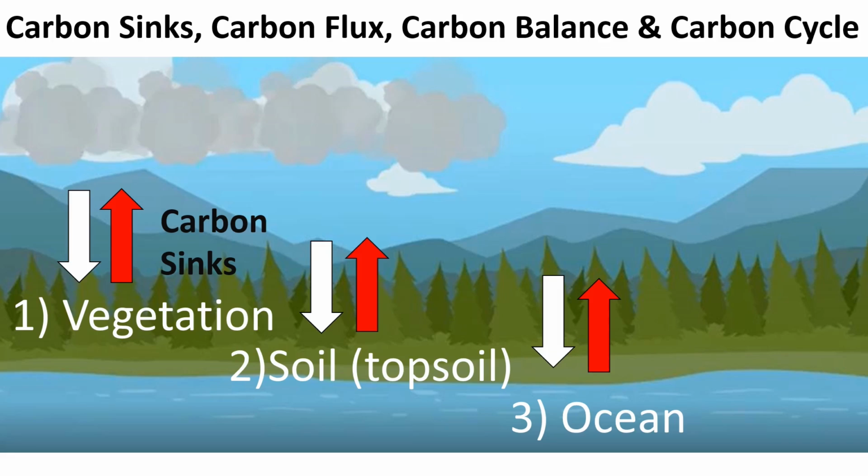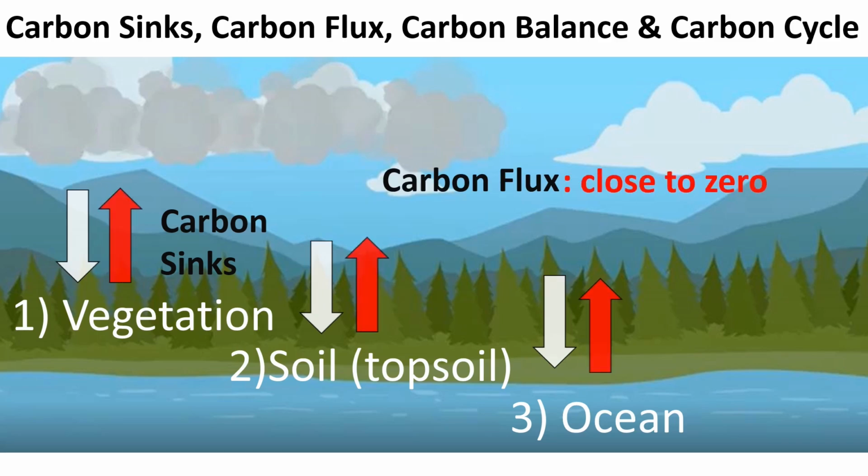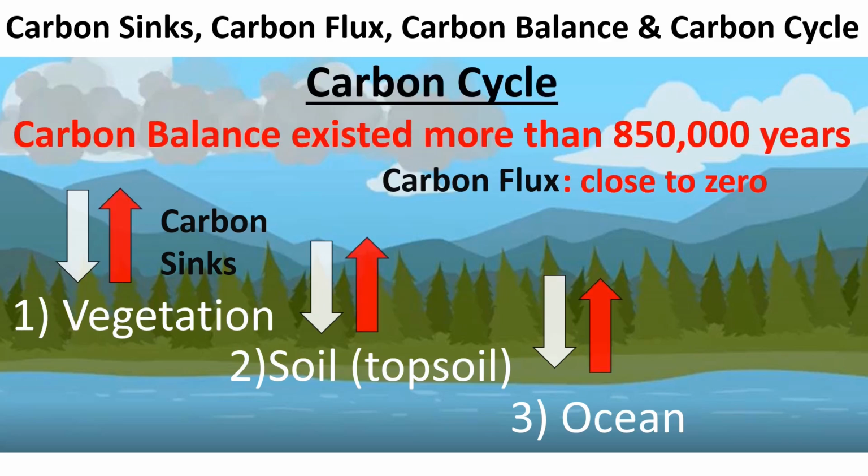The next word is carbon flux. Carbon flux is the difference between the carbon captured and released amount. For hundreds of thousands of years, it has been close to zero, which is called the carbon balance, and all of this is called the carbon cycle.